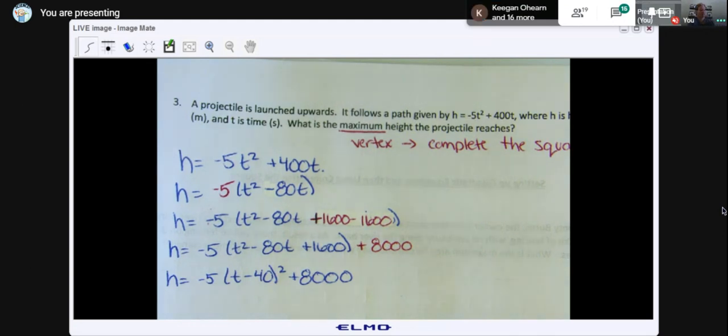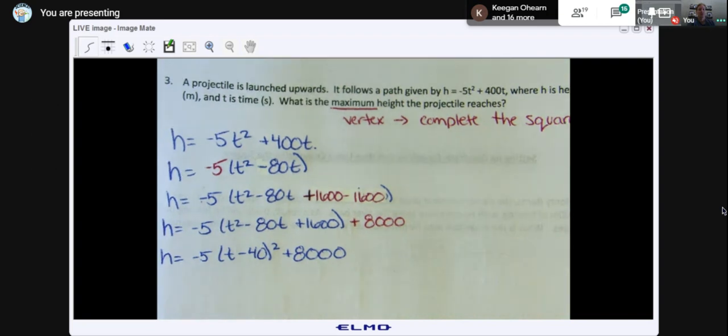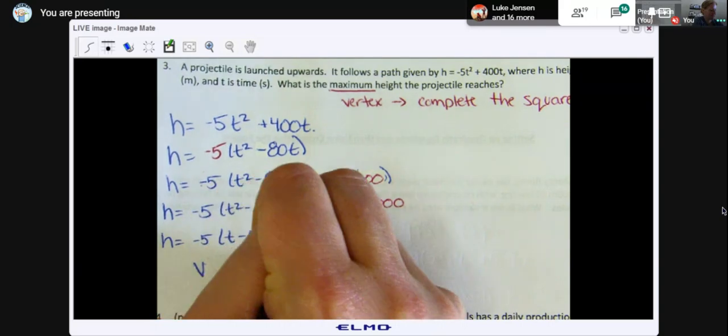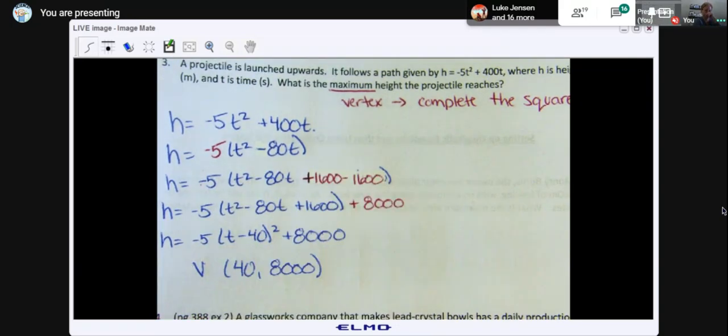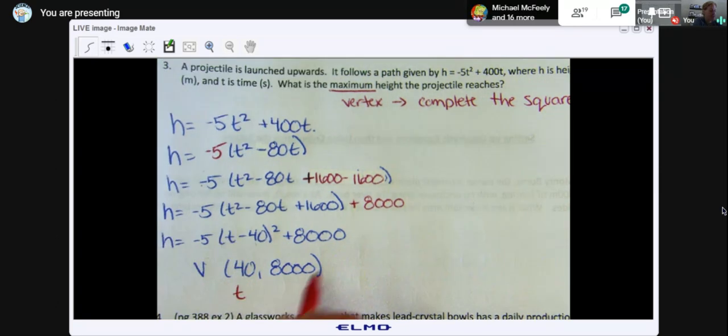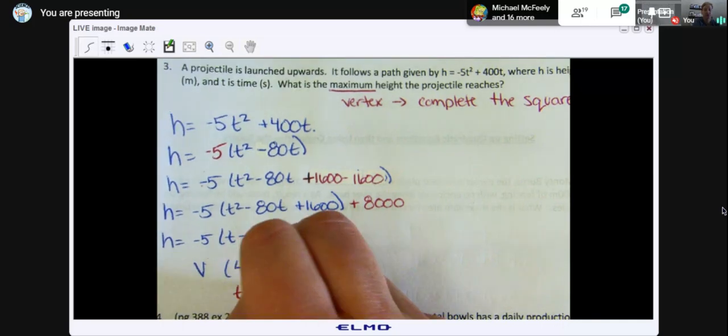So in the chat, tell me what the vertex is of this relation. Grace, you already knew what I was going to ask. But now it's a word problem. We have to figure out what this means. What is the context? So 40 is the t, right? It's associated with t. 8,000 is h. So how does this relate to what the question has asked us for?